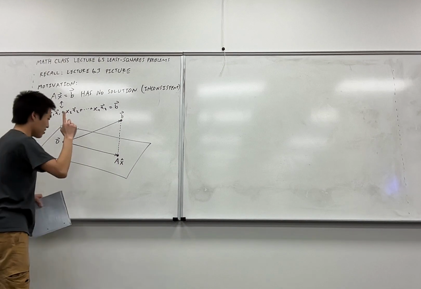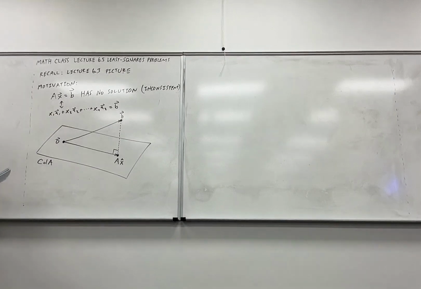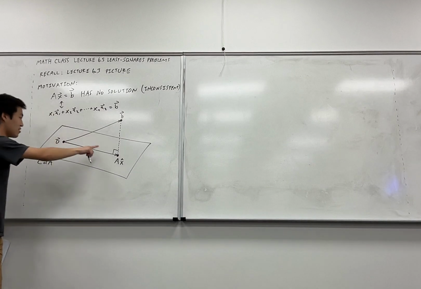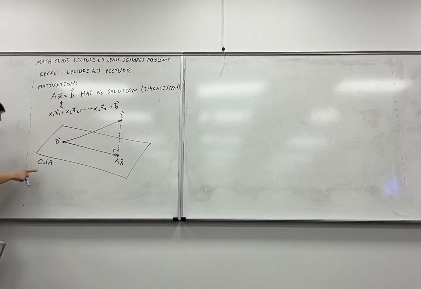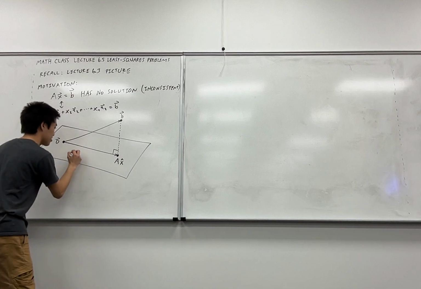And then, what's special about this? Well, it's special because there are lots of other vectors I can access in the column space of A. For example, I could access this vector right here.